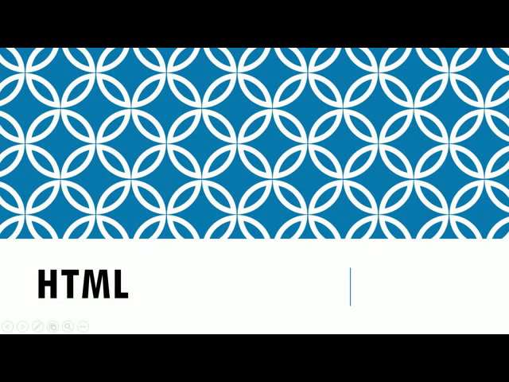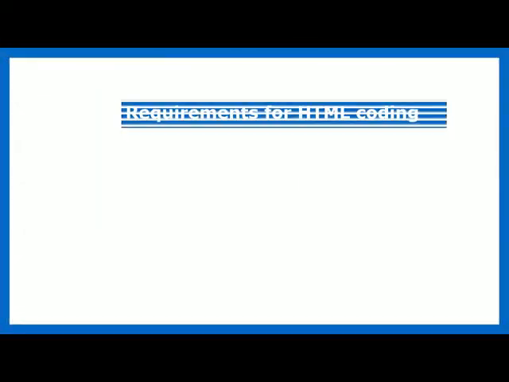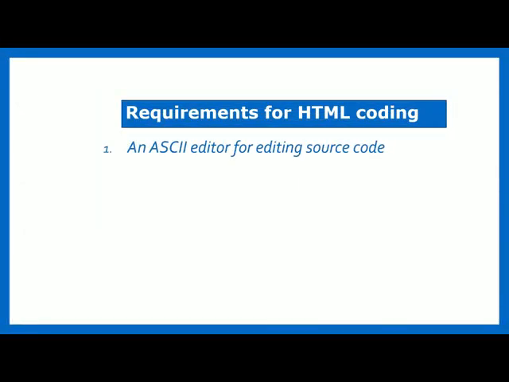In the previous video, we have seen the introduction of HTML. HTML is mainly used for creating web pages. Right now, we will see what are the requirements for HTML coding. The first one, an ASCII editor for editing source code. ASCII stands for American Standard Code for Information Interchange. It is a kind of program for manipulating a set of characters.